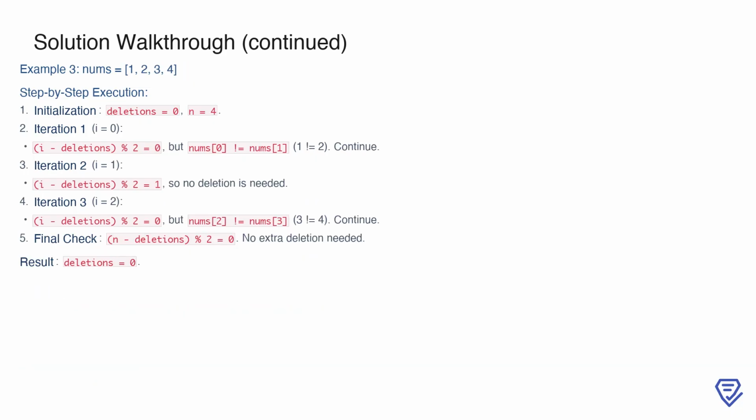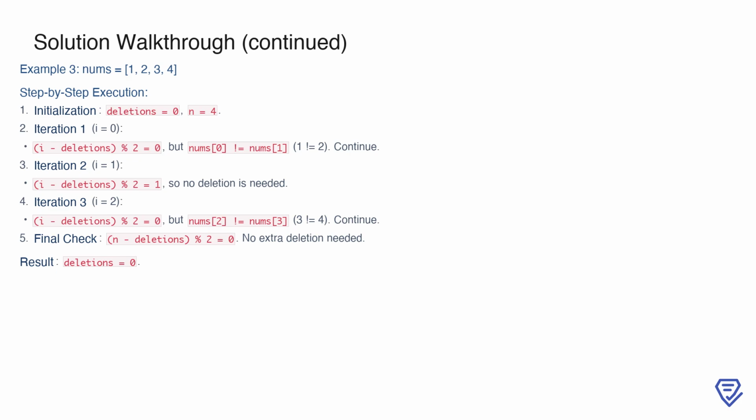Finally, consider the example where nums equals 1, 2, 3, 4. We start by initializing deletions to 0 and n to 4. In the first iteration, i equals 0, and deletions modulo 2 equals 0. However, nums[0] does not equal nums[1], since 1 is not equal to 2, so no deletion is needed.